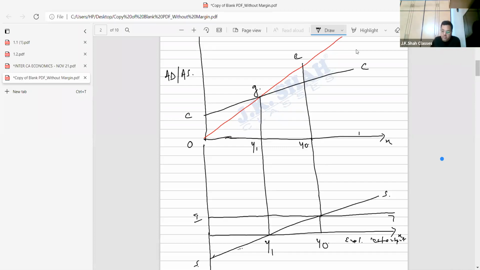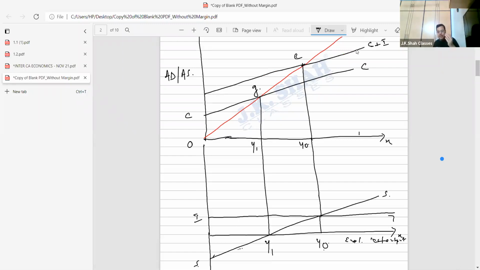And because of this income, what will happen? Demand will increase. This gives me a new curve, C plus I. Pay attention. Now C plus I corresponds to the equilibrium point E, and this is Y0.